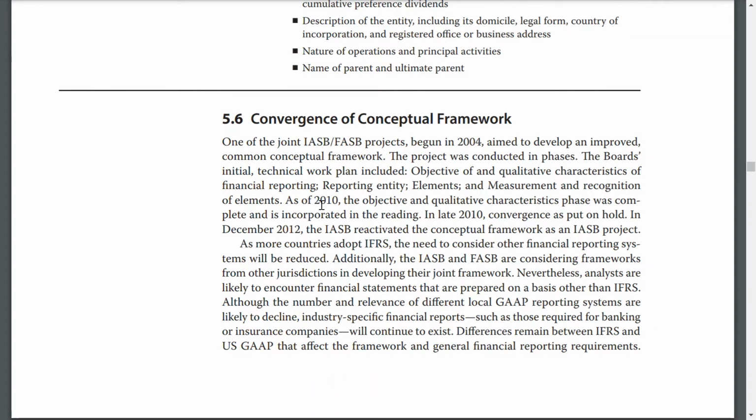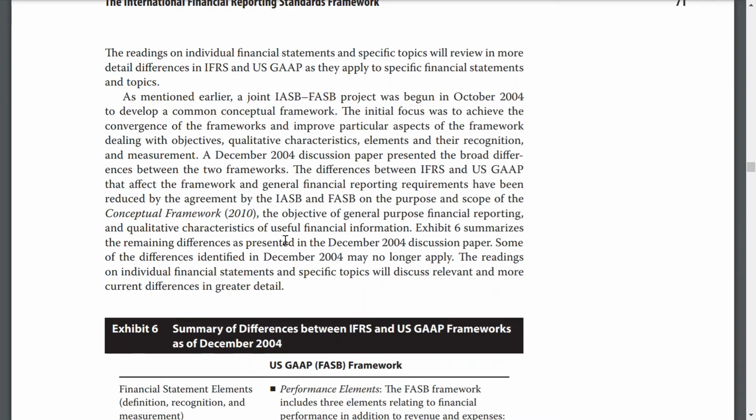Although the number and relevance of differences in local GAAP reporting standards or systems is likely to decline, industry-specific financial reports, such as those required for banking or insurance companies, will continue to exist. Differences remain between the IFRS and the US GAAP and affect the framework of general financial reporting requirements. The reading on individual financial statements and specific topics will review in more detail differences in the IFRS and US GAAP as they apply to specific financial statements and topics.